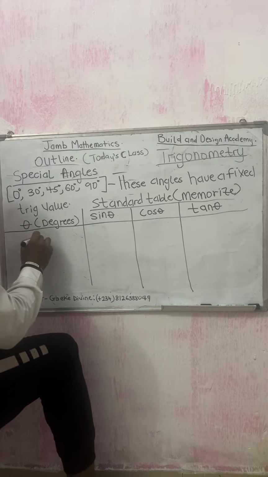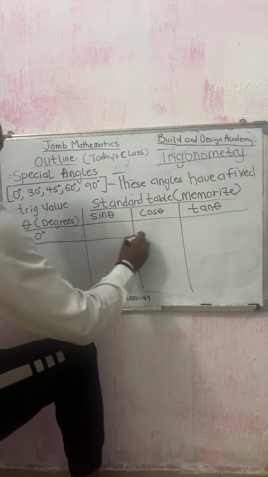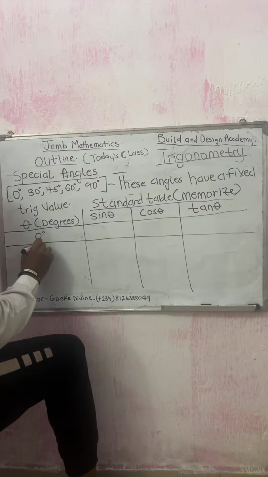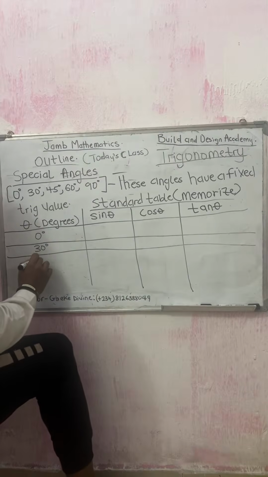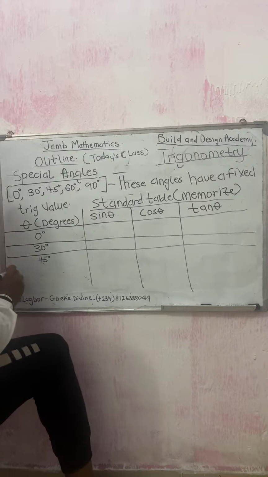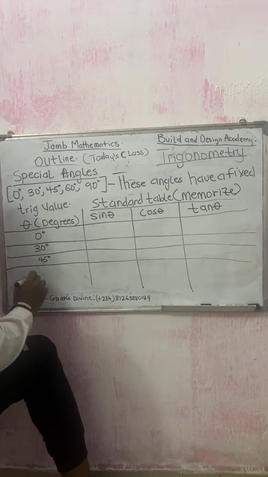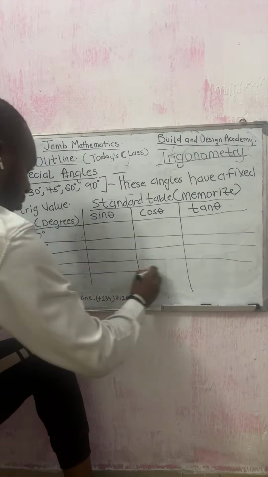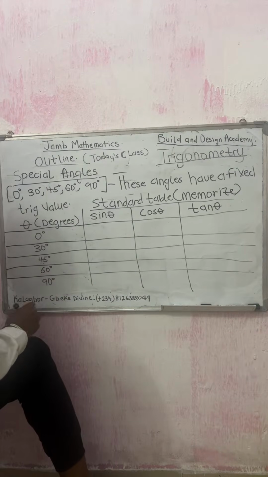So here we have 0 degree. The next one, we have 30 degree. The next one, we have 45 degree. The next one, we have 60 degree. And finally, we have 90 degree.